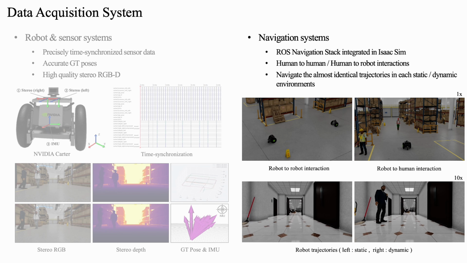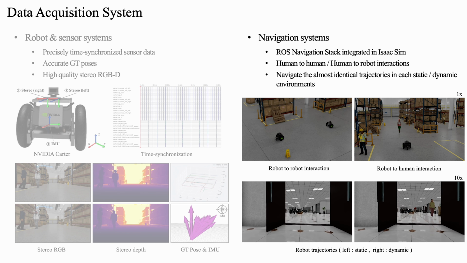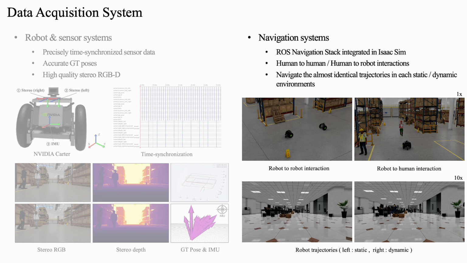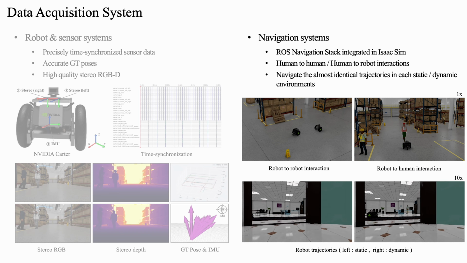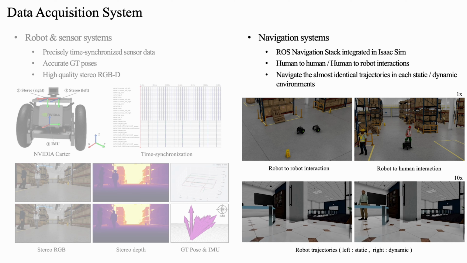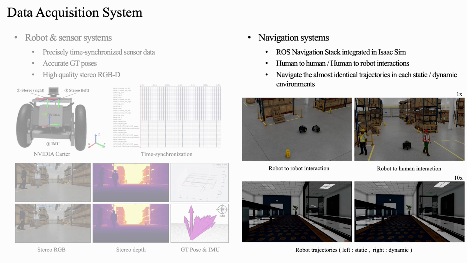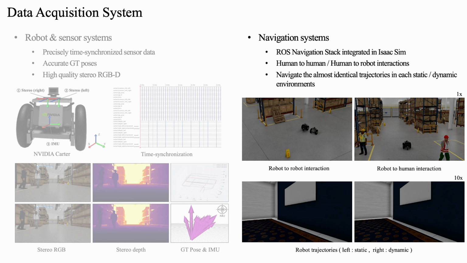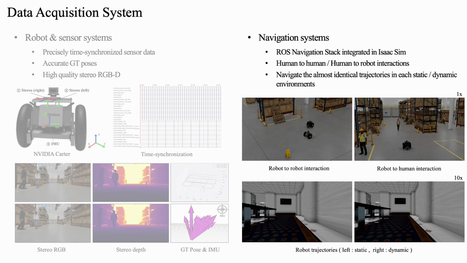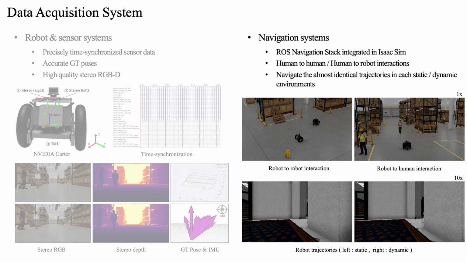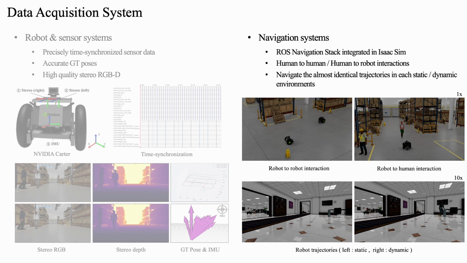We utilize the ROS navigation stack integrated in Isaac Sim to drive the robot. By leveraging this, we can mimic more realistic service robot movements. In addition, this allows us to build datasets with robot-to-robot and robot-to-human interactions, as shown in the video in the first row. And since each robot uses the same goal points in each static and dynamic environment, they can move on nearly identical trajectories, as shown in the video in the second row.